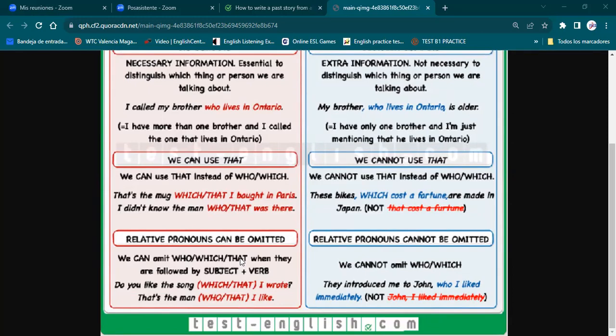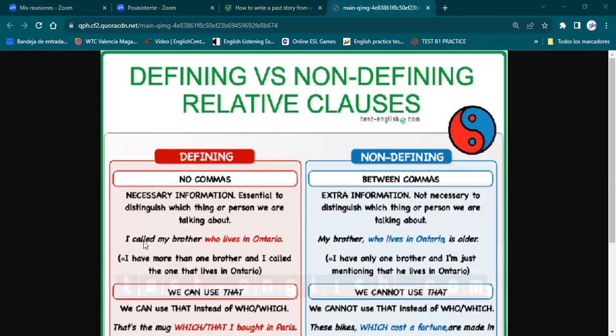Remember, the information given by the defining or restrictive relative clauses is necessary. It's something that we must add for people to understand the sentence. Okay? Questions up to now about the defining or restrictive relative clauses? Maria, Guido, Eduardo, do you have any question about what is a defining relative clause?